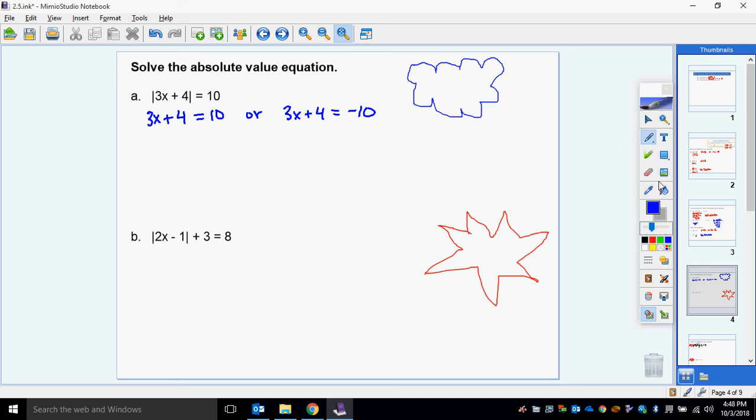So anytime we have this type of problem, an absolute value equation, we need to set up two different equations. Okay, one's positive and one's negative version. 10 over here is positive, 10 over here is negative.